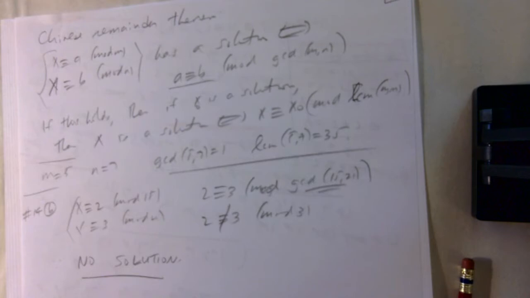All right. Any questions about this? The Chinese remainder theorem is one of the basic facts about congruences. Other questions?